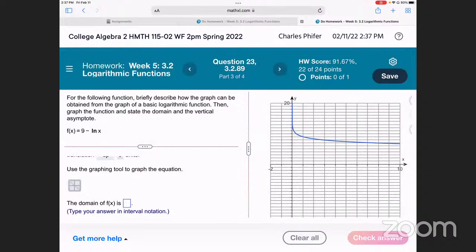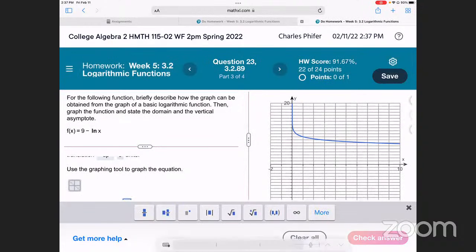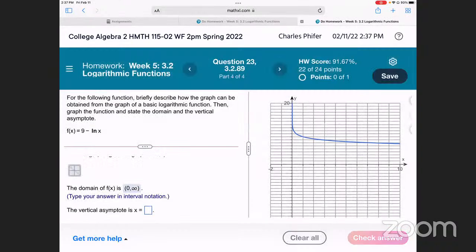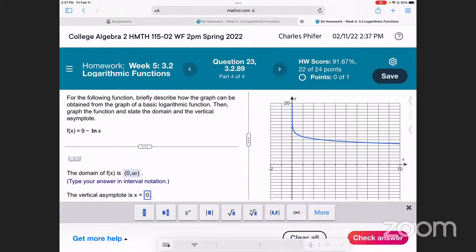In general, the domain of log is 0 to infinity. We did not move it side to side at all. So this domain is still 0 to infinity, the open interval 0 to infinity. The vertical asymptote is the y-axis, which is x equals 0.